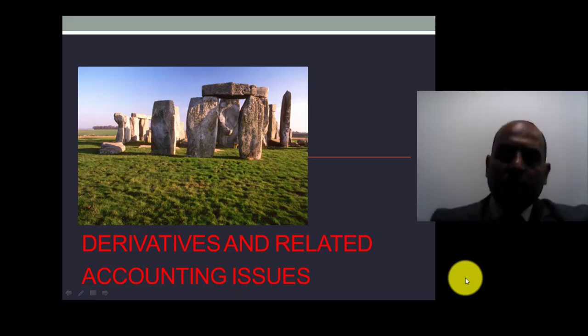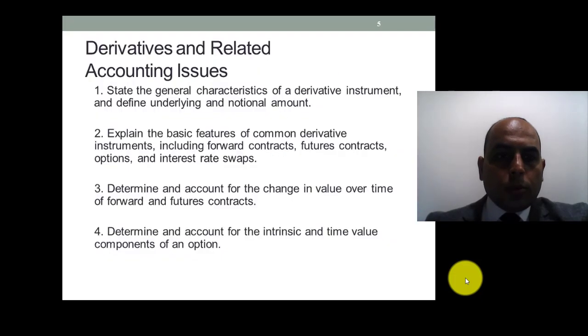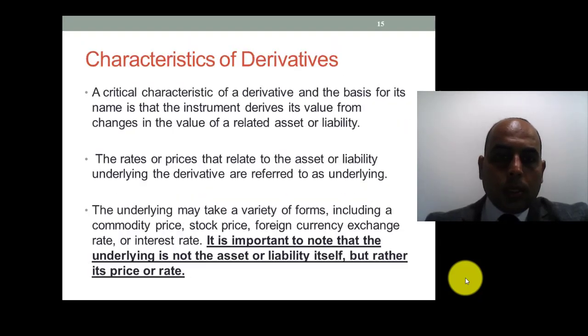Again with derivatives and related accounting issues. In this video, we will continue with learning objectives 2 and 3: explain the basic features of common derivative instruments, including forward contract, future, option, and interest rate swap, and clarify the accounting treatment of them. In this video, we will discuss an example of a future contract. Let us move on to this example.